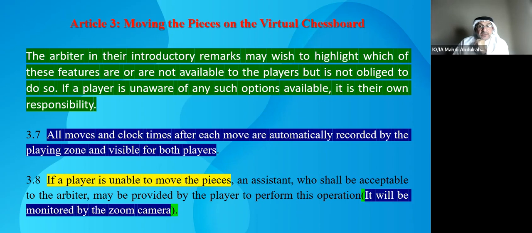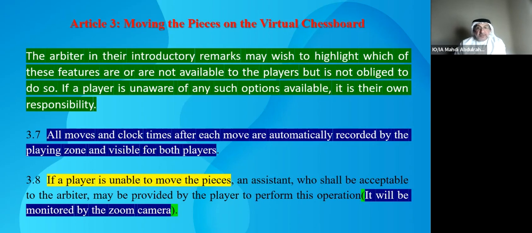All moves and clock time after each move are automatically recorded by the playing zone and visible for both players. So this will be visible, and after the end of the round you can see your PGN file, with which you can analyze the game and so on.